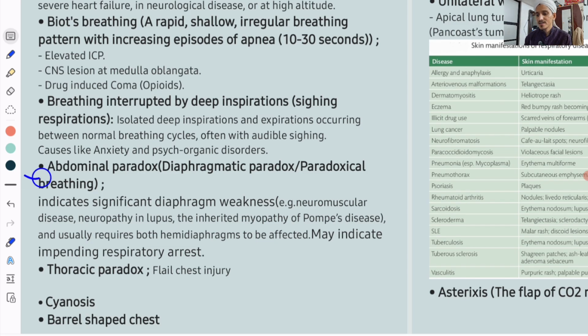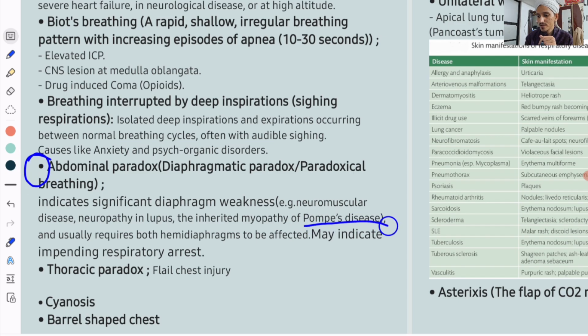Then abdominal paradox, we have discussed this in previous videos also. Abdominal paradox is also known as diaphragmatic paradox or paradoxical breathing. So this indicates diaphragmatic weakness. What happens? When there is inspiration, actually the abdomen should come outside, but during inspiration the abdomen will move inwards. So that is abdominal paradox. Thorax will be normal, but the diaphragm will move inwards. So this you can see in neuromuscular disease, neuropathy, inherited myopathy of Pompe's disease, and usually requires both hemidiaphragms to be affected.